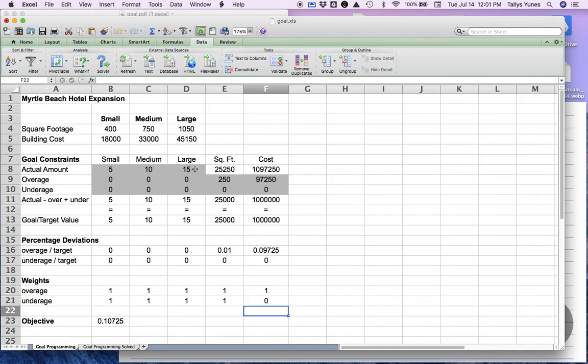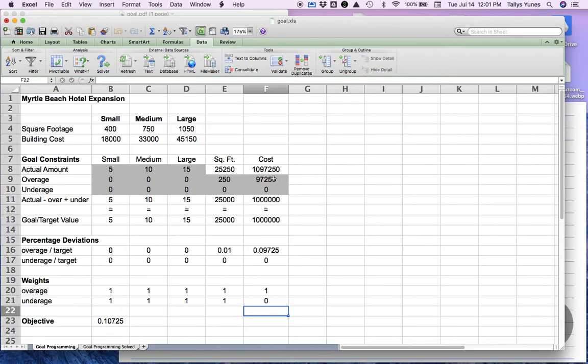This, however, will not perfectly match the other two requirements. Notice he wanted 25,000 square feet. We went over by 250, which, not too bad. And the budget was $1 million, and we went over budget by $97,000.